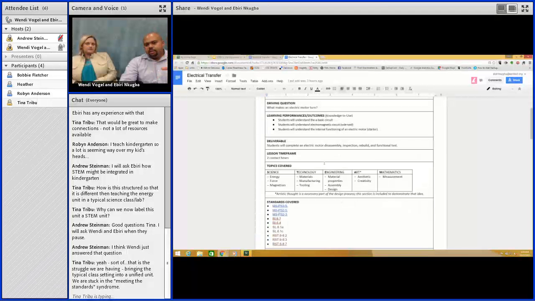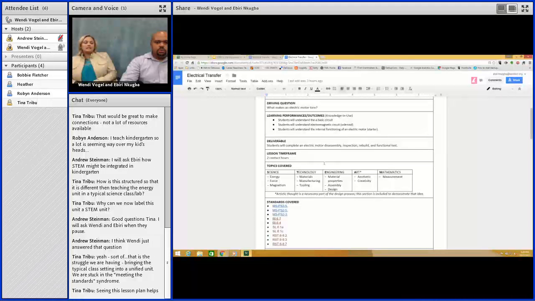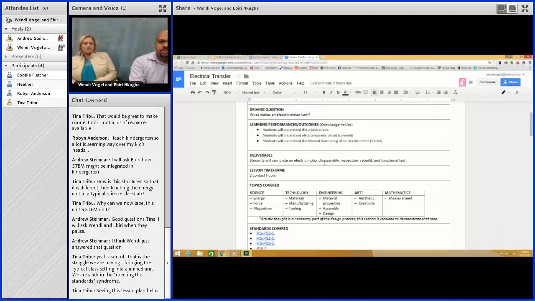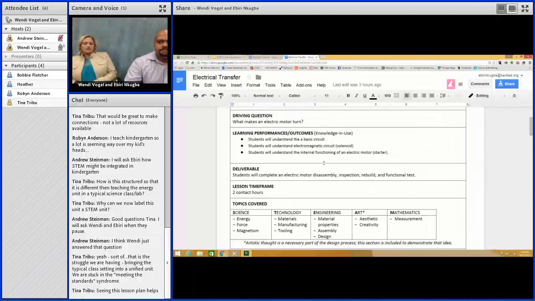And this is a basic lesson plan template that we use to frame our, do we need to zoom in a little bit more? I'm being told by my moderator I need to zoom in a little bit more. How's that? Is that better?